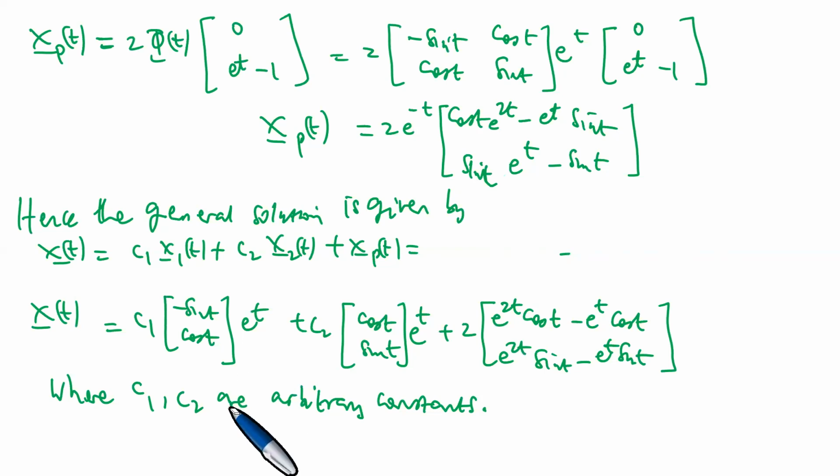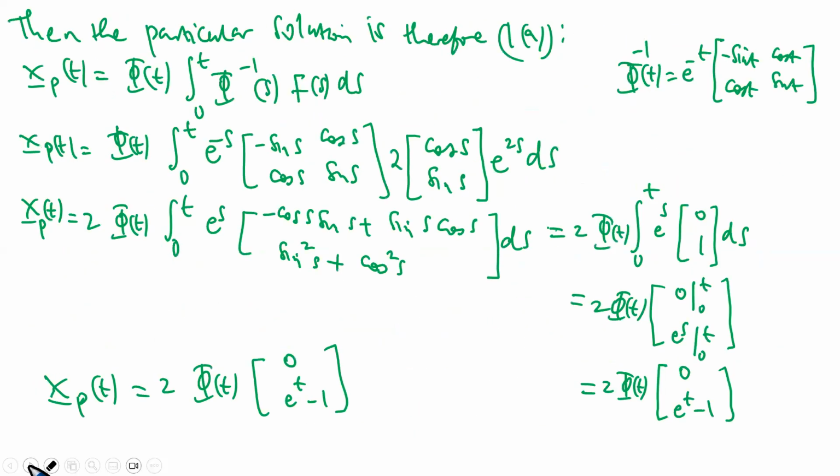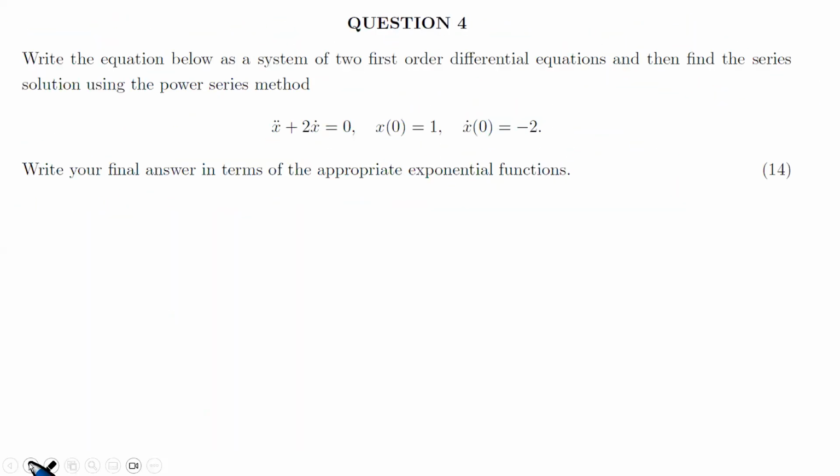So this is the answer to the problem. Right, quickly getting to the problem. The problem is: use the result of 3a to find the general solution to this. 12 marks. It's a bit excessive, I think, for the marks, and time becomes a factor.